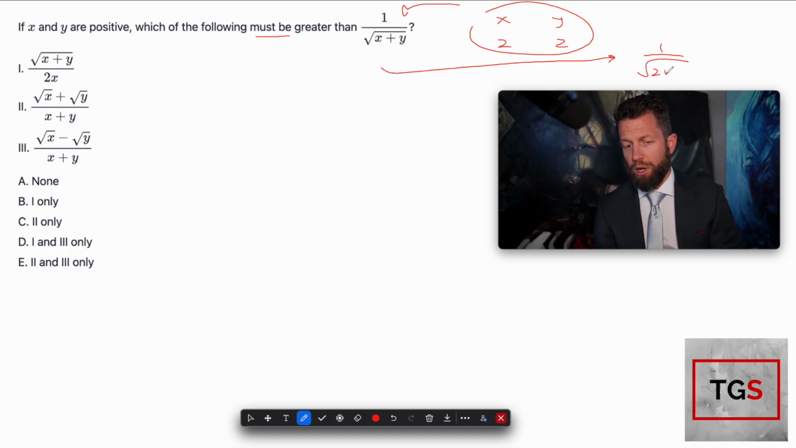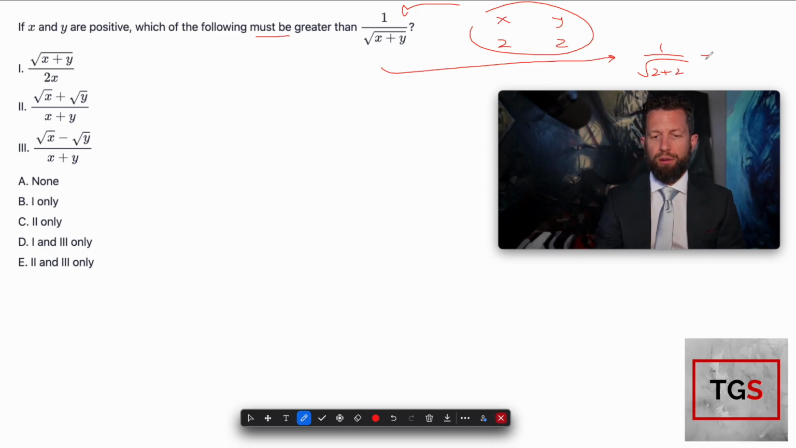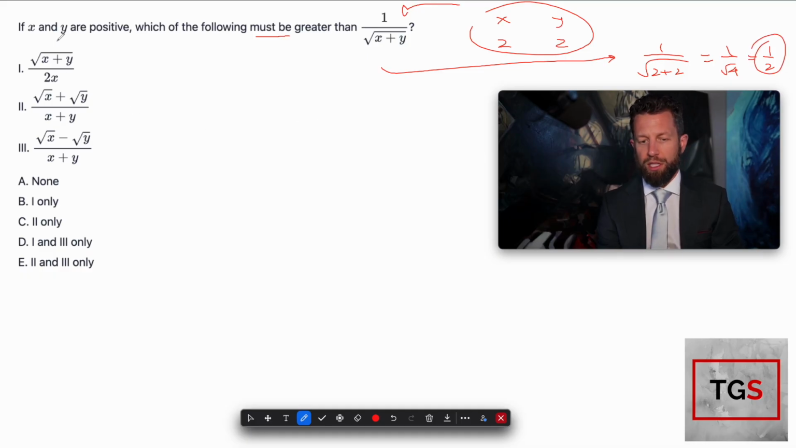First one works out pretty well. You might recall that Roman numeral 1 is x plus y and then the square root of that. So I'd get root 4 on the top. And on the bottom, I have 2 times x, which would just be 2 times 2. So that's going to get me square root of 4 on top. That's 2. On the bottom, 2 times 2 is 4. So I would get 2 over 4, which is exactly 1/2.